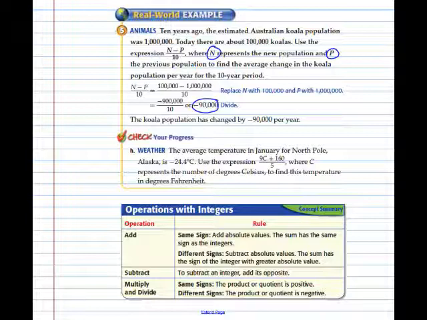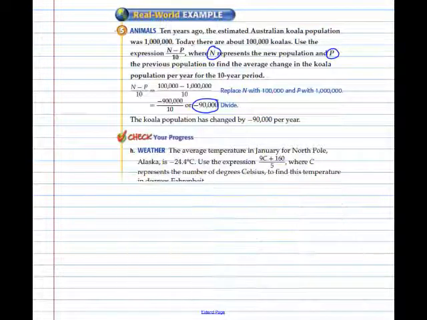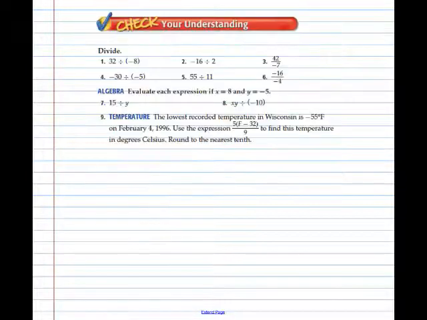Multiply and divide, it says same signs. Same signs, the product or quotient is positive. Different signs, the product or quotient is negative.